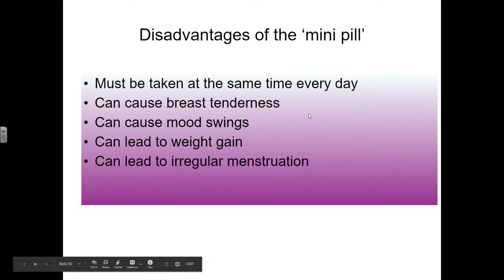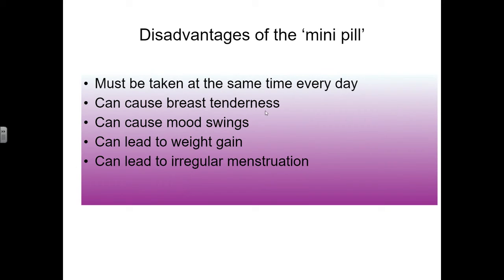Disadvantages: it has to be taken at the same time every day, and can cause breast tenderness, mood swings, weight gain, and irregular menstruation.